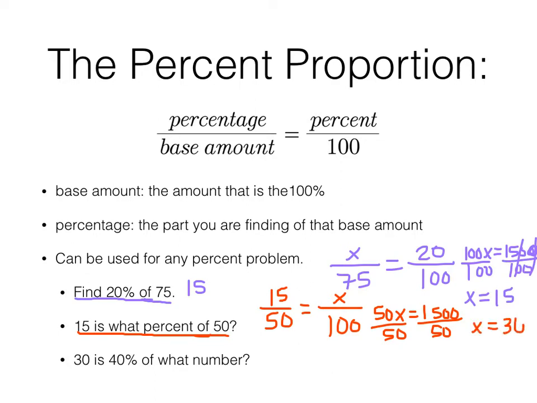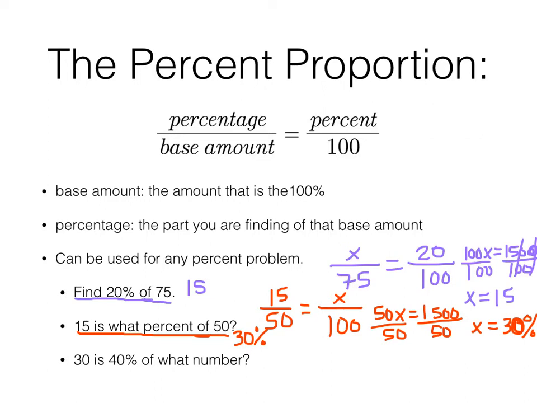And so our answer is 30, except this time our answer is a percent because we were finding a percent. So what is 15 is what percent of 30? Well, it's 30%. So if you were buying something that cost $50 and you saved $15, you got 30% off.